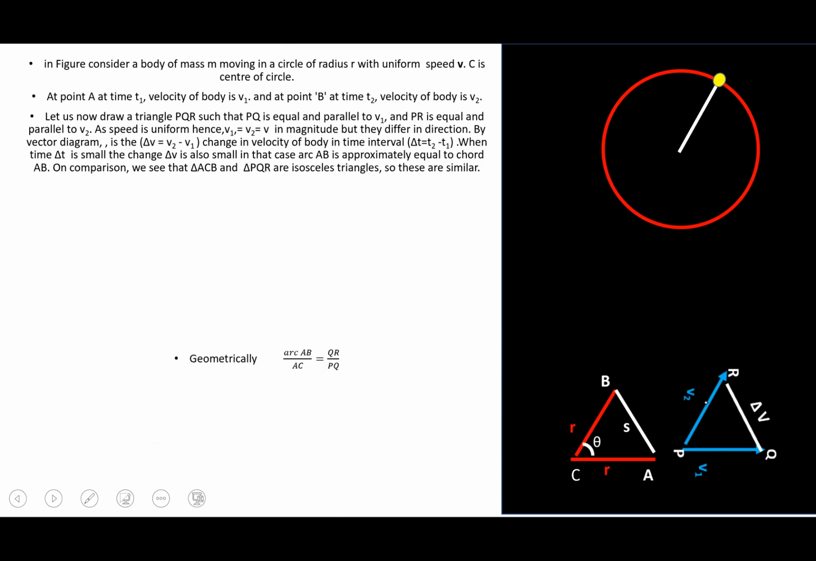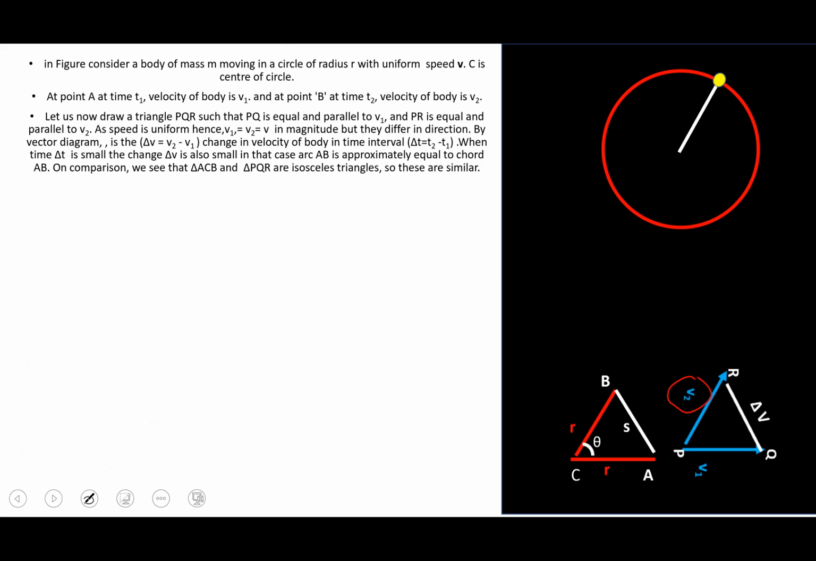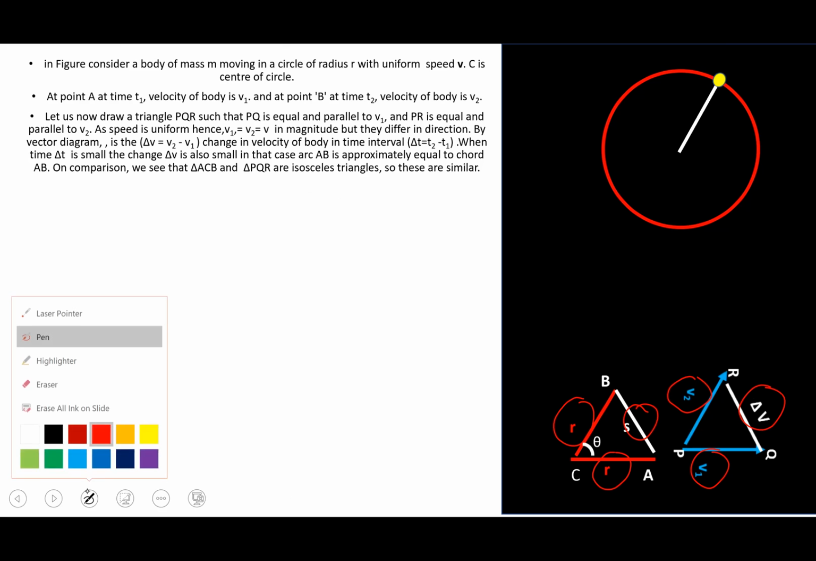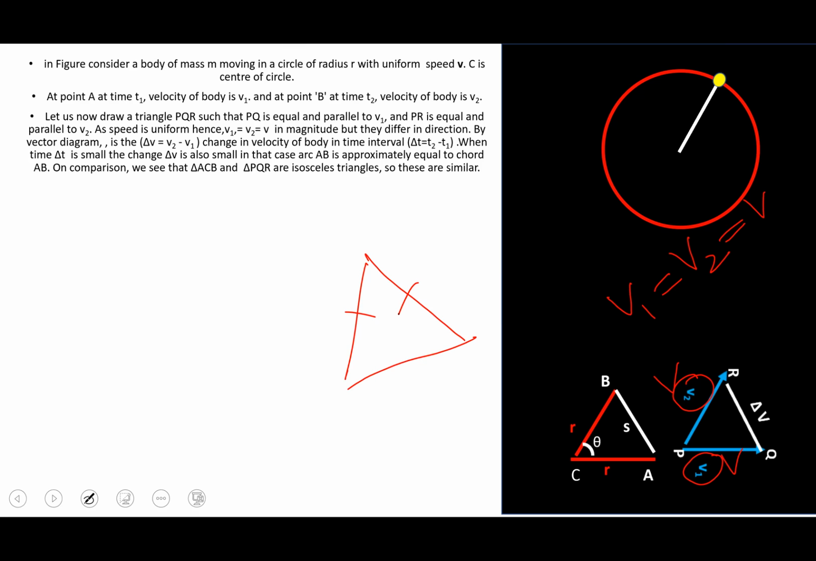Now, as you can see, this side of the triangle is similar to this side, and this side is similar to this side as well. In this case, we can see that these two are isosceles triangles because this velocity and this velocity are both equal to each other in magnitude. V2 is equal to V1, so we call them V. That is why we are calling them isosceles triangles. What is an isosceles triangle? Any triangle which has two sides equal to each other is known as an isosceles triangle.